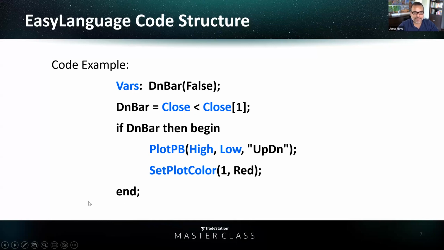And then you have an end statement. So whenever you have the condition that is true, meaning that you have a down bar where the close is lower than the previous close, it's going to paint that bar red. And that's it.